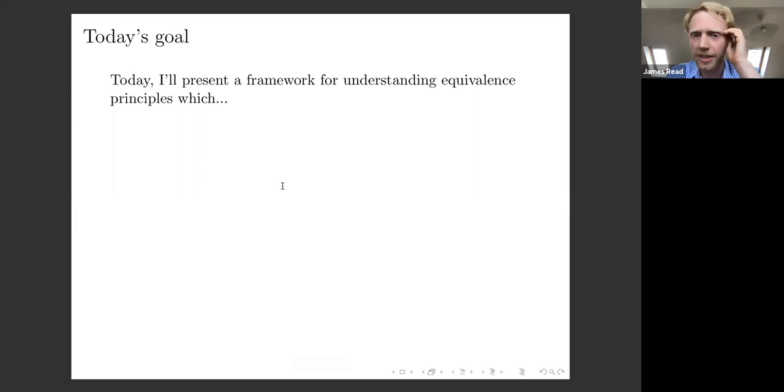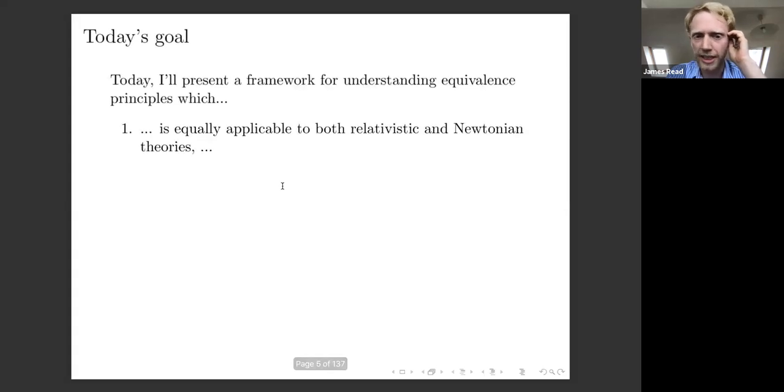The goal is going to be the following. I want to present a framework for understanding equivalence principles, which, first of all, is equally applicable to both the relativistic and the Newtonian contexts. There's been a huge amount of work on relativistic equivalence principles, but the literature on Newtonian equivalence principles is still quite nascent. Most of the recent work on this has been done by Eleanor Knox and Simon Saunders, and Fox and Stachel as well.